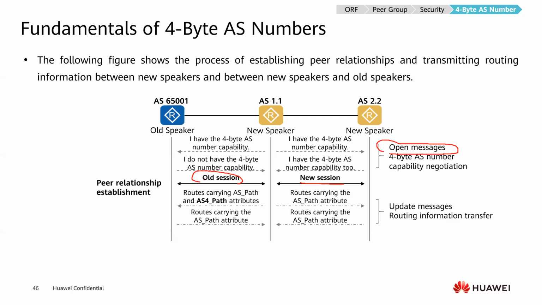And then between the new speakers, they only use the AS path attribute in the update message to transfer the AS path. But between the old speaker and the new speaker, the new speaker will use the AS4_PATH attribute to send the 4-byte AS number to the old speaker.